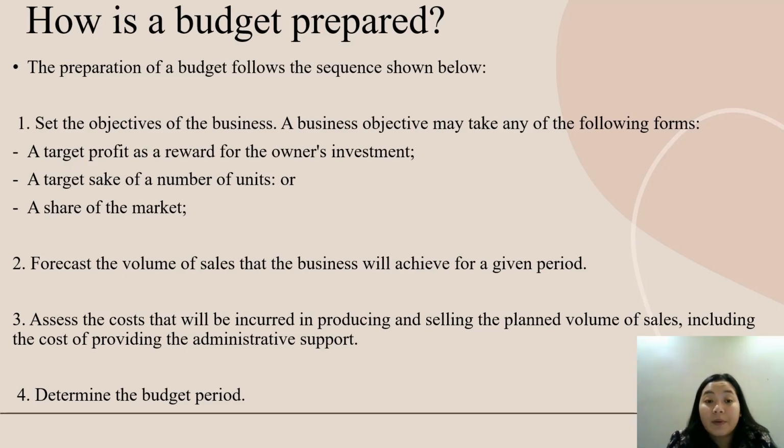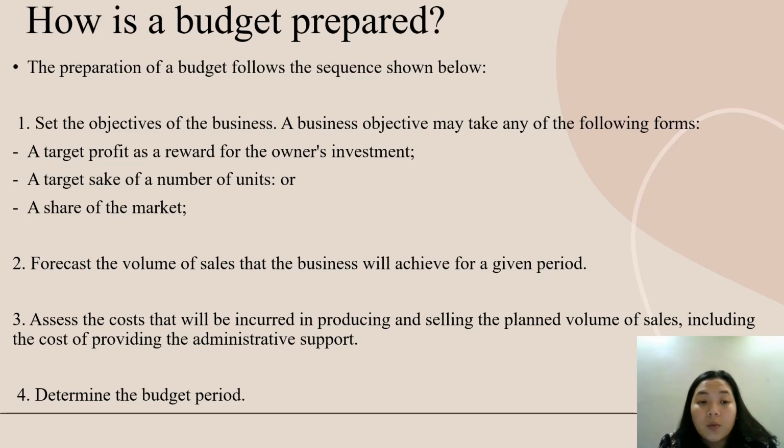The preparation of a budget follows the sequence shown below. First one is set the objectives of the business. A business objective may take any of the following forms. Target profit as a reward for the owner's investment. A target sale of a number of units, or a share of the market. So that would be the objectives of business. We need to have profit. So you can choose either of that.